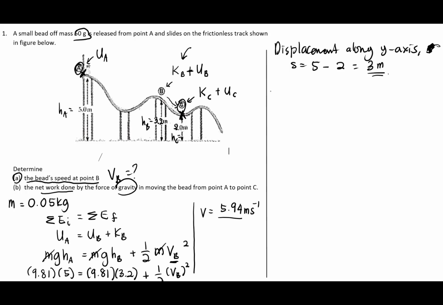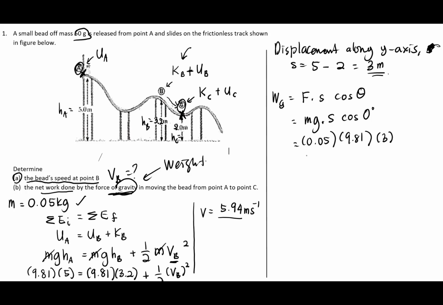And from there, we're going to do the work done. Work done by gravity is equal to force times displacement times cos theta. Because it is done by gravity, we are actually looking for weight. So it is mg times displacement, and it is cos 0 degrees. Your final answer is 1.47 joules. That's it for question number 1.